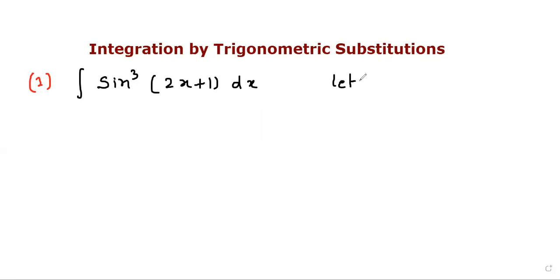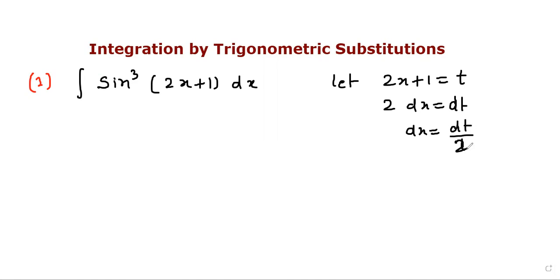Let 2x plus 1 equal to t. This will get 2 dx equal to dt. So we have dx equal to dt upon 2. Now our integration becomes 1 by 2 integration sine cube t dt.